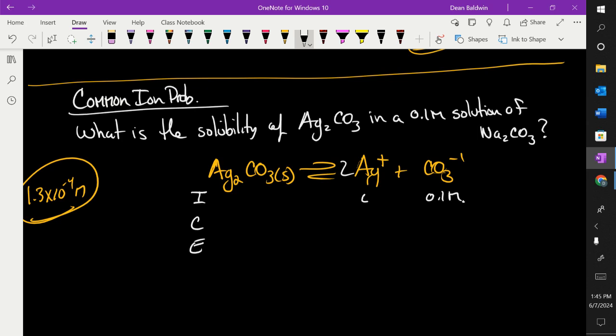And we have no silver, and we have no this. Then we throw in X amount. We don't know how much, we just throw in X. How many silvers do we get? We get 2X, and we get X for carbonate. At equilibrium, we don't even care what's going on over on this side because it's solid. At equilibrium, we have 2X molar of silver, and we have 0.1 plus X molar of carbonate.